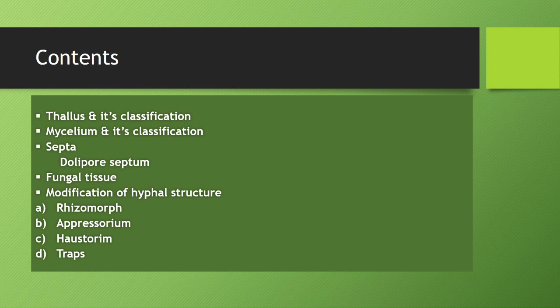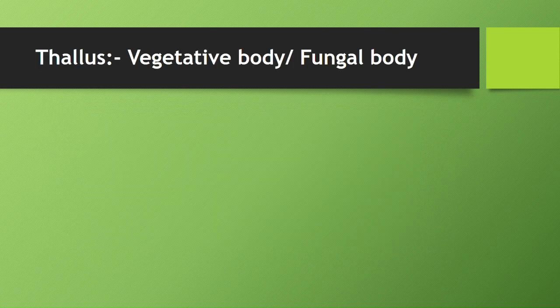So let us discuss Thallus and its classification. What is Thallus? Thallus is the vegetative body, or the fungal body. It is usually hyaline, or it may be colored if pigments are present in the cell wall. It is usually achlorophyllous, and unlike plants, its body is not divided into roots, stem, branches and all that. The whole body of the fungus is called a thallus.